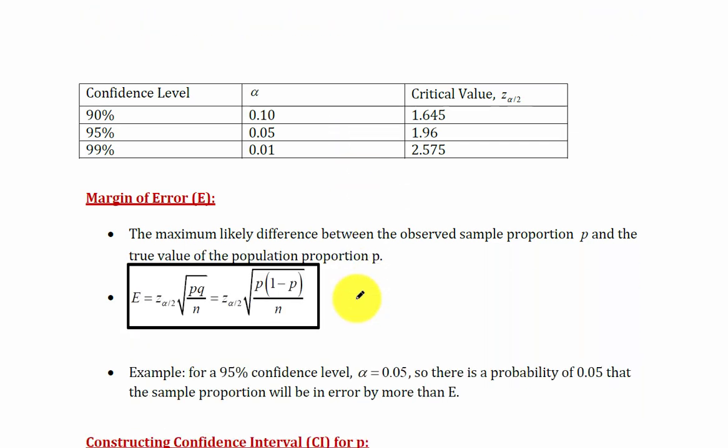And doing the same process, we have the table to summarize the common critical values for 95%, 99%, and 90%. So for 95%, Z alpha over 2 is always 1.96, and 1.645 for 90%, and for the 99% it's 2.575.